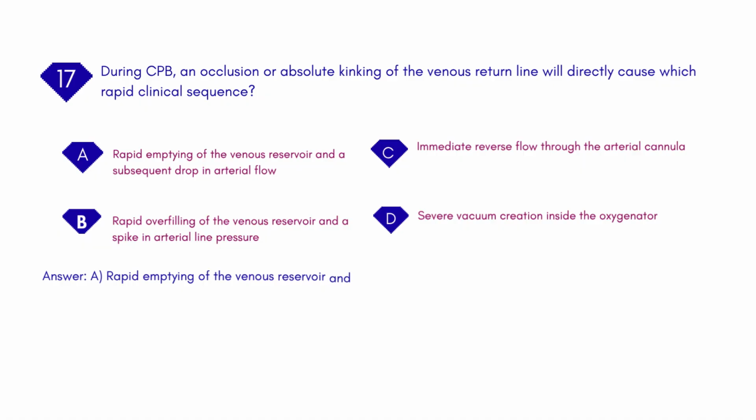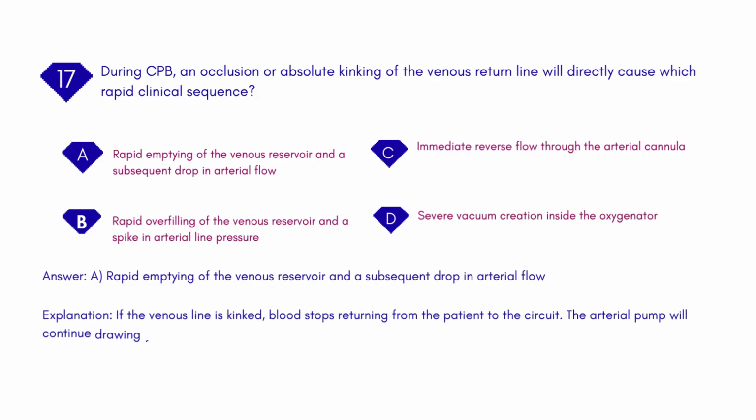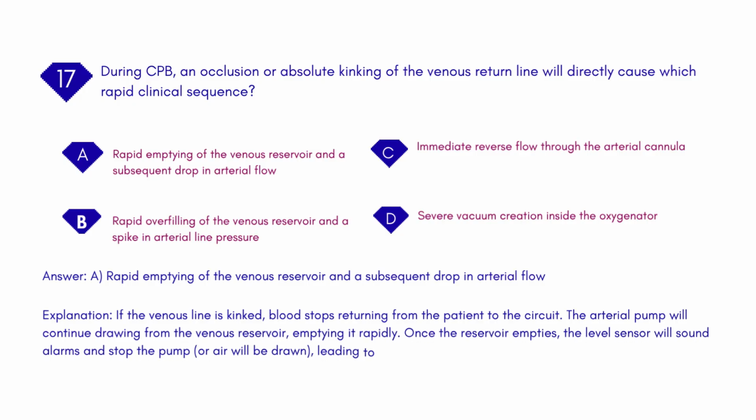Answer: A. Rapid emptying of the venous reservoir and a subsequent drop in arterial flow. Explanation: if the venous line is kinked, blood stops returning from the patient to the circuit. The arterial pump will continue drawing from the venous reservoir, emptying it rapidly. Once the reservoir empties, the level sensor will sound alarms and stop the pump, or air will be drawn, leading to a crash in arterial delivery.